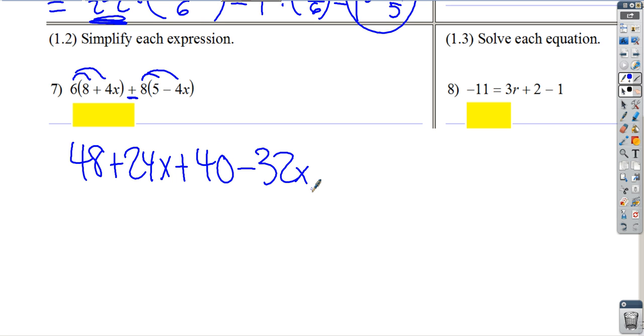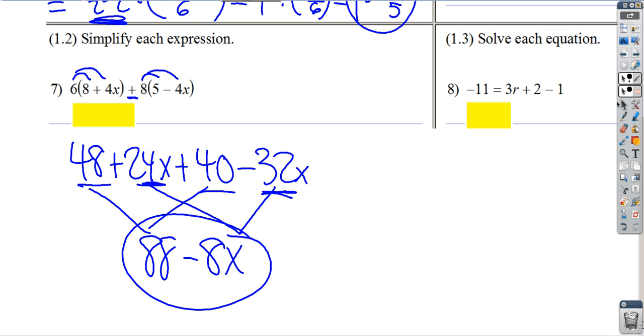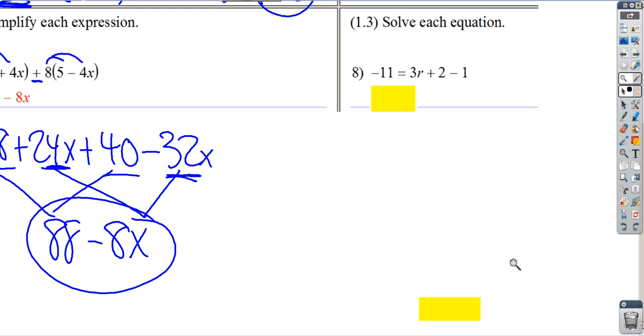Okay, now we want to do something called combining like terms, and like terms basically means that the numbers are like each other, so we can add those. 48 plus 40 is 88. And the things with x's are like each other. So 24x minus 32x, 24 minus 32 is negative 8x. So that would be our simplified answer. We cannot combine 88 and minus 8x because one of them has an x, one of them doesn't. So they're not like terms.